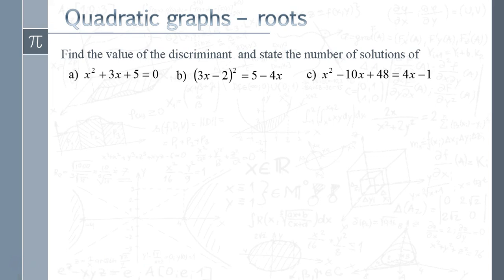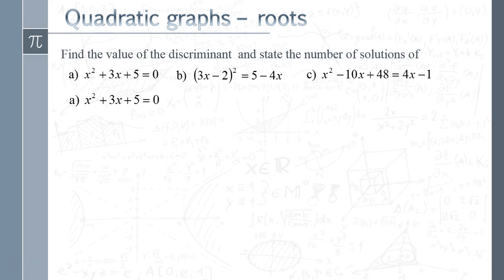So in these examples, we're not being asked to actually solve the equations. What we're being asked to do is determine how many solutions there would be to these equations if we did solve them. So what we're going to do is calculate the value of the discriminant, and that's going to tell us how many solutions each equation has got.